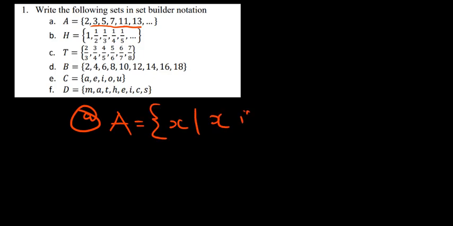So how are we going to represent it in set builder notation form? We're going to take set A is a set of all x's such that x is a prime number. So we've represented the first set in set builder notation. And then let's go to B.